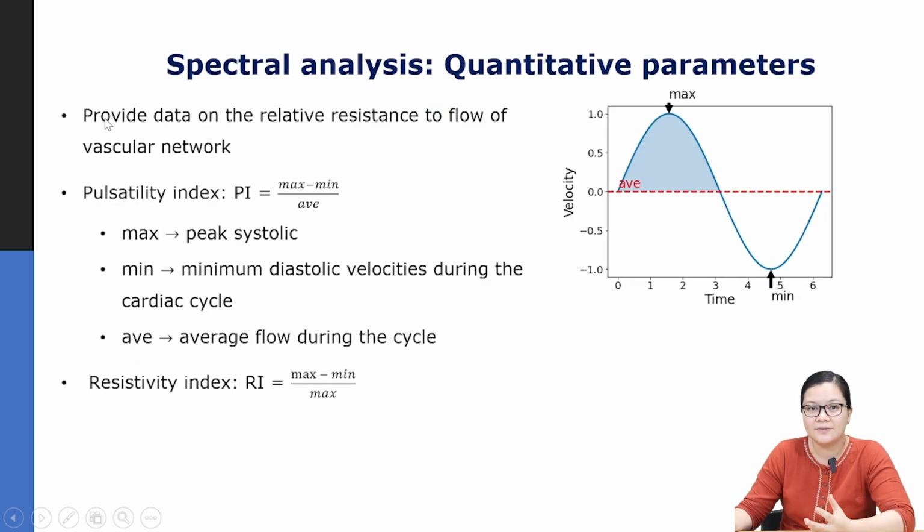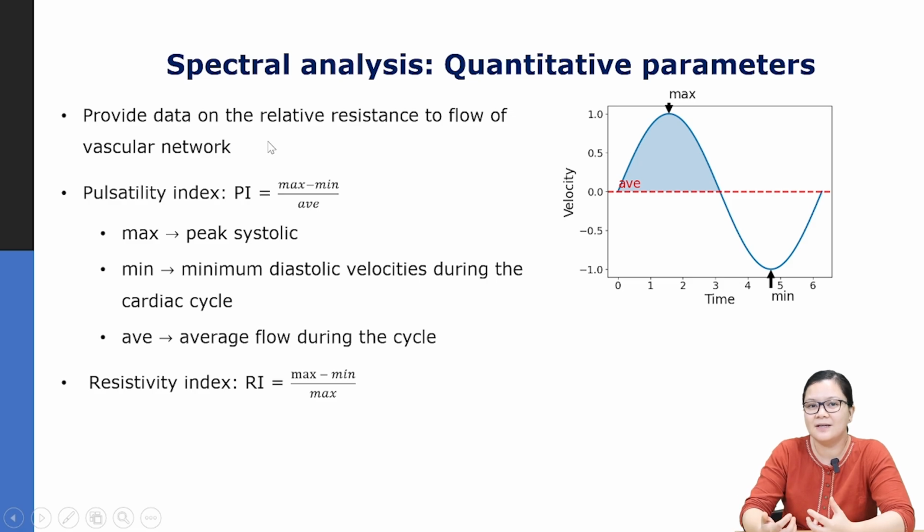One can also quantify or get some quantitative parameters from the spectral profile. And we have the pulsatility index, which we can calculate based on the max and min and the average flow during the cycle, as well as the resistivity index based on the max and min velocities within that spectral profile.